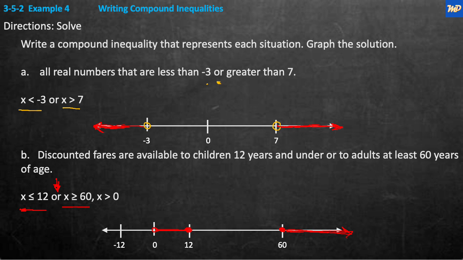Okay, so there's our solution. That was the hook in here: you had to realize you're dealing with age. So the solution cannot include negative numbers. It can't really include 0, because then fares for children at 0 would mean they're not even alive.